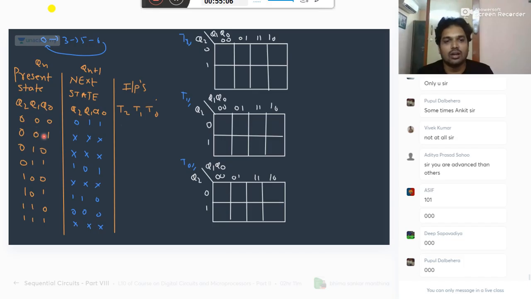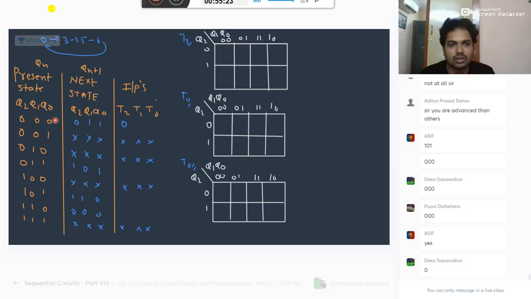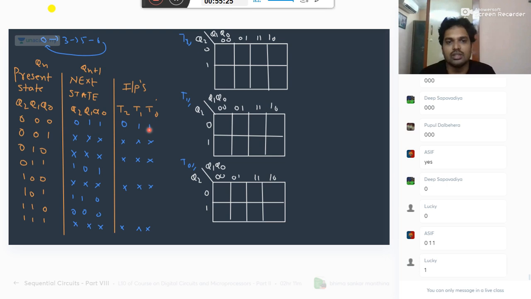So here, this part is don't care. Let me fill it first. Remaining: 0, 1, 1. If the present and next inputs are the same, you should take 0. If different, you should give 1. This is what? Excitation table.